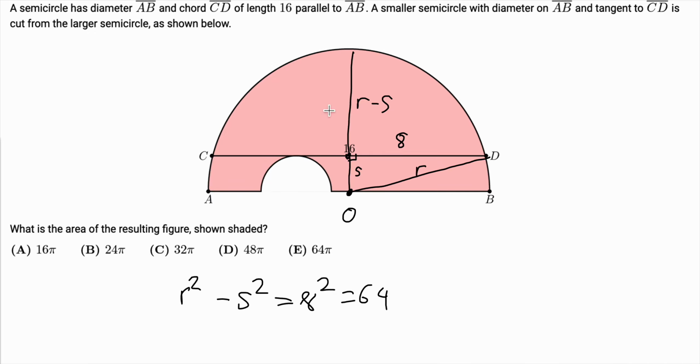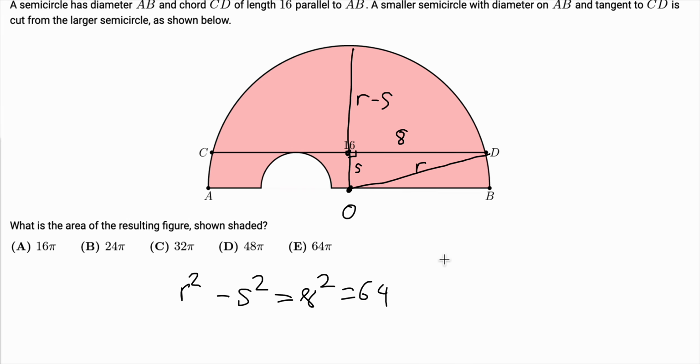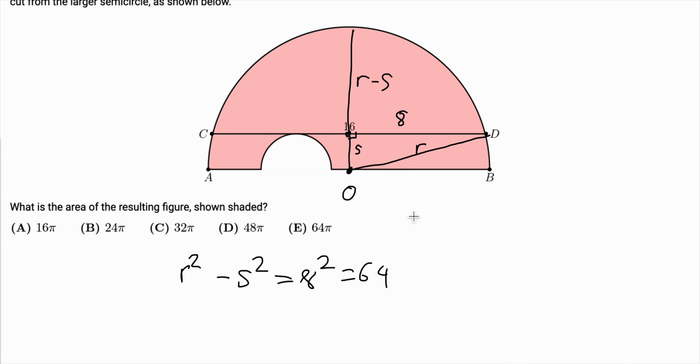So first, this area, how do we even calculate that? Well, it's pi r squared divided by 2. That gives us this entire area, including this semicircle. So minus, we're going to have to subtract this smaller semicircle.